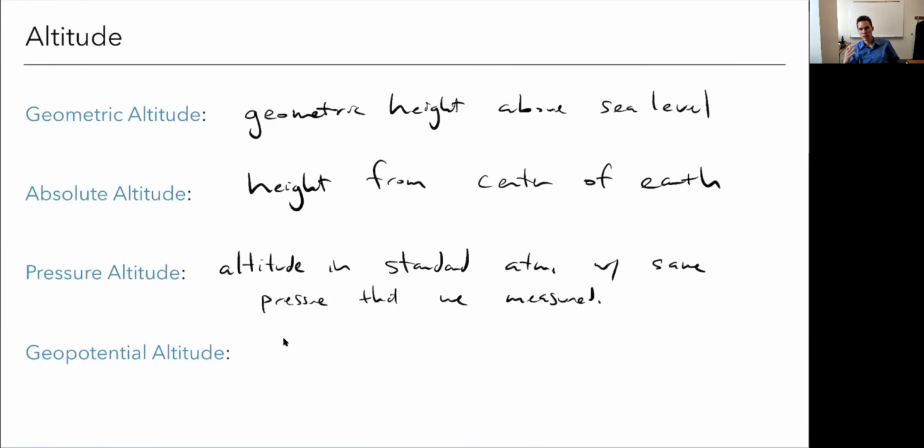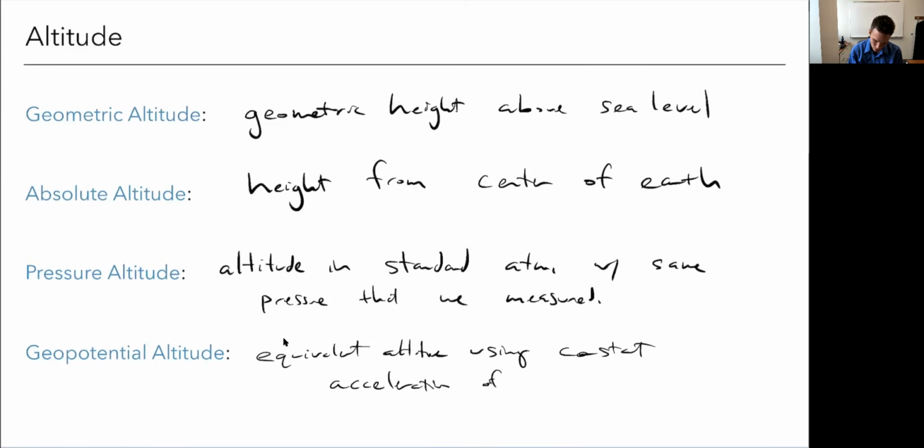And as we've seen, of course, that's not going to be perfect, right? Because this is just a model of the atmosphere. It's going to be good with changes, much better with changes, but less accurate unless we calibrate it. So it's always important with pressure altitude to do calibration. Geopotential altitude, we also briefly talked about. It's an equivalent altitude using a constant acceleration of gravity. So that was just to make the integrals easier.